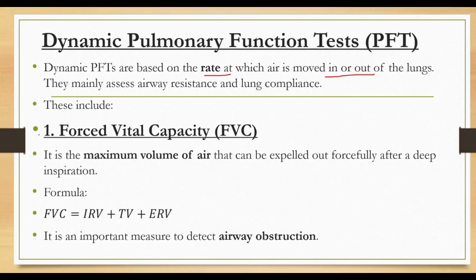These include forced vital capacity. It is the maximum volume of air that can be expelled forcefully after a deep inspiration. Here's the formula: FVC is IRV plus TV plus ERV. It's important to measure and detect airway obstruction.